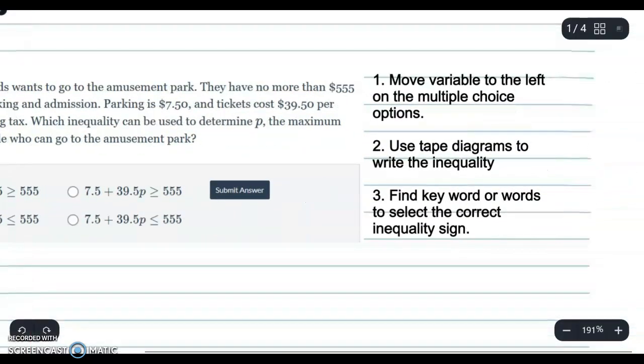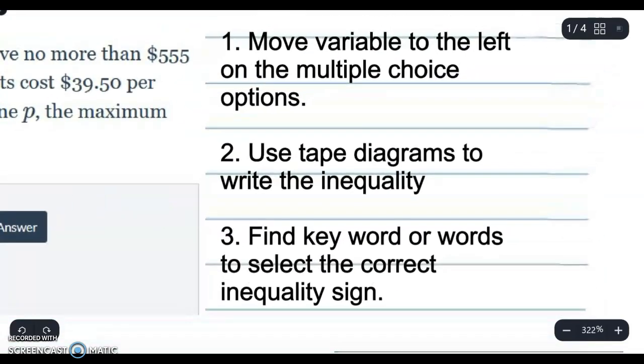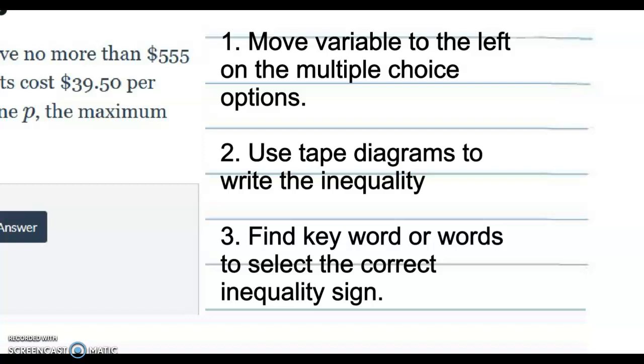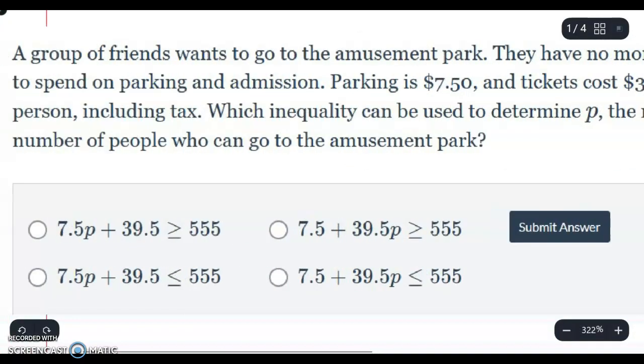Well, before we do that, I want to take a look at the steps. So the steps to solve these are to move the variable to the left on the multiple choice options, use a tape diagram to write the inequality, and find keywords or words to select the correct inequality sign. Alright, so let's take a look.